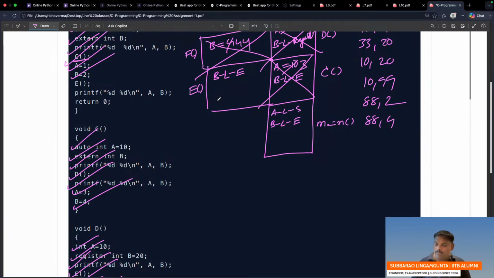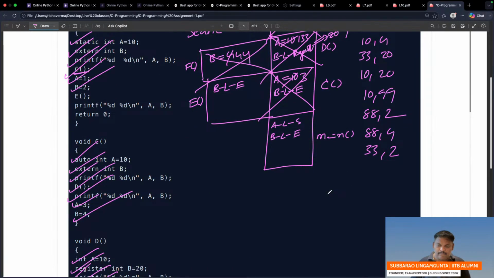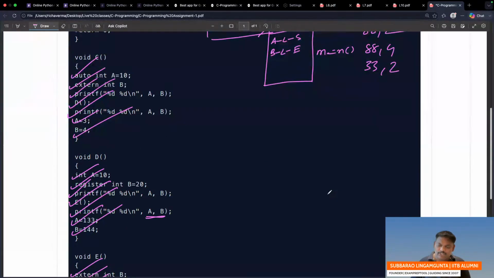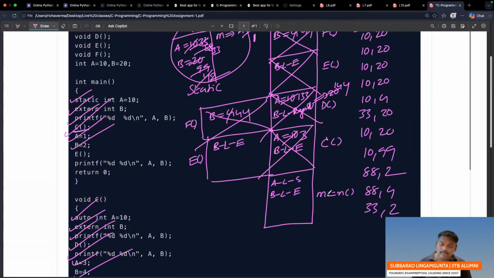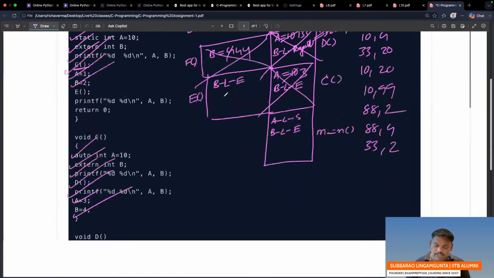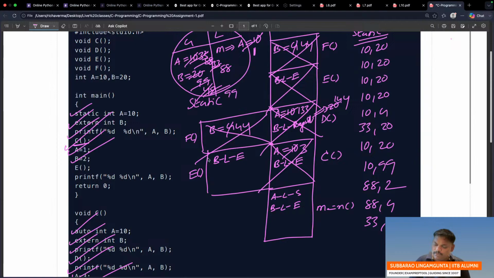B is an external variable. I think both are global variables. 33.2 is also printed. So in the F function, the second printf is also over. A is 88, B is 99. I think both are global. 88, 99. So in the E function all formalities are completed, and E is also popped out.